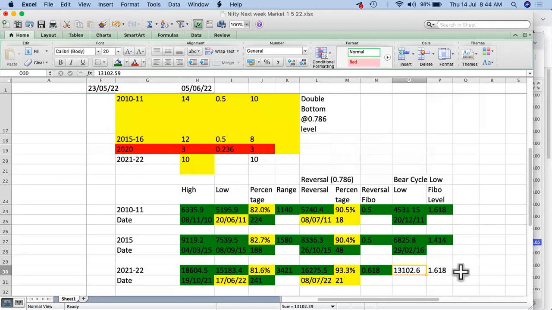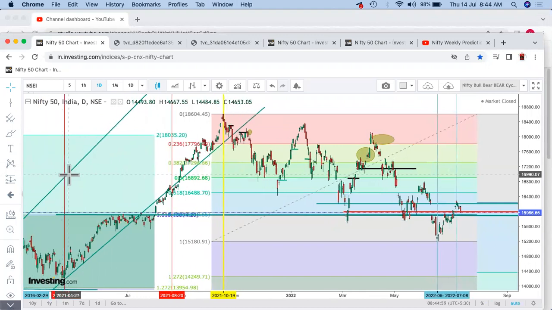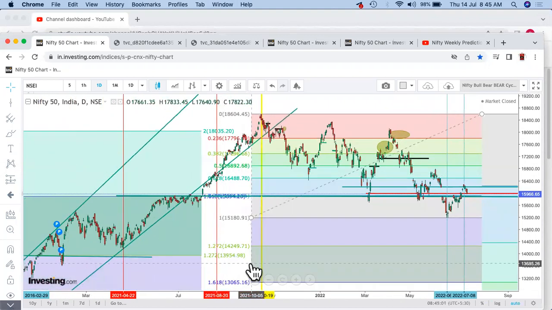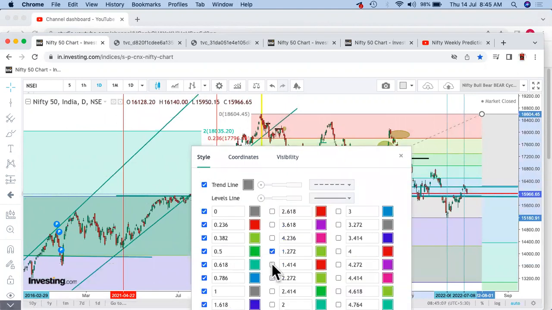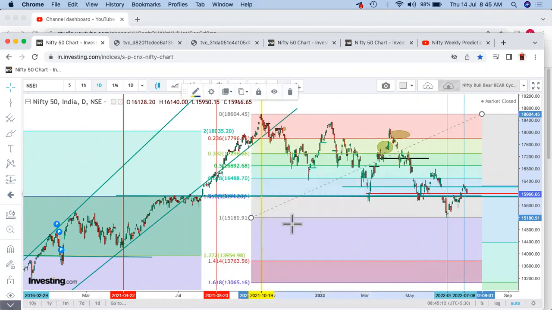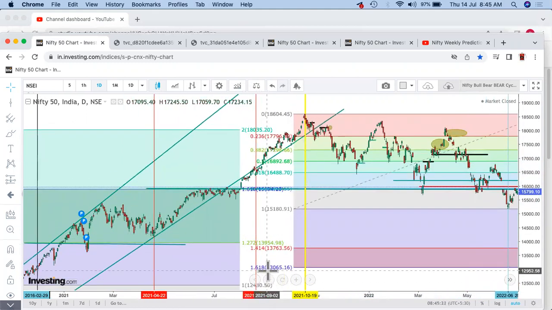But what I've done from my side is very simple. This retracement has come down to 1.618, and this retracement has come down to 1.414, right? If I consider the same things, I'll probably mark down 1.414 and 1.618, these two levels. If I consider 1.414, it is coming to 16,763, and if I mark down 1.618, it comes down exactly to 18,065.